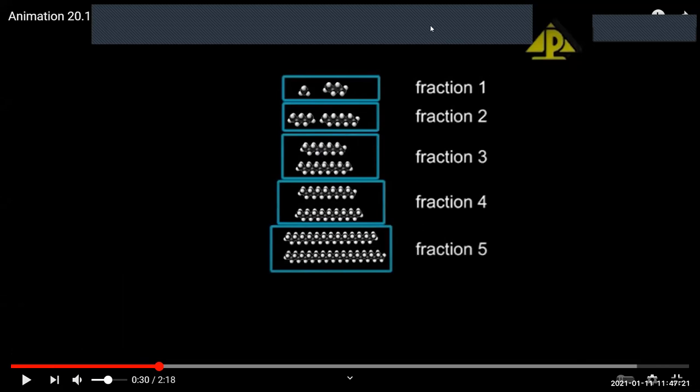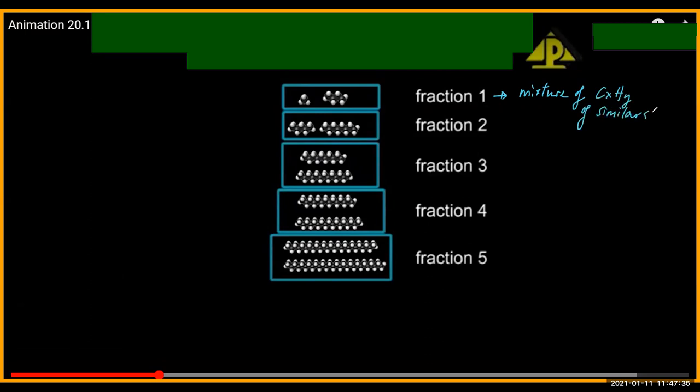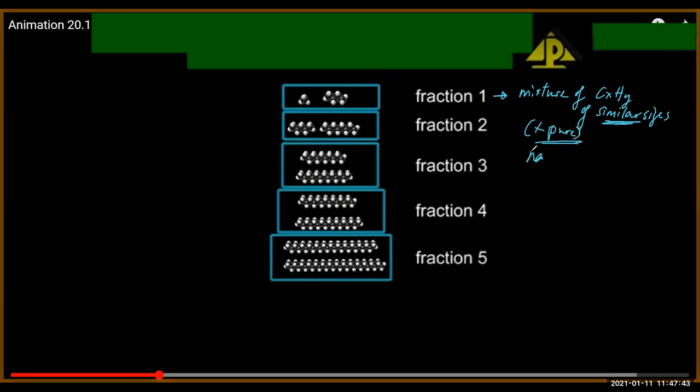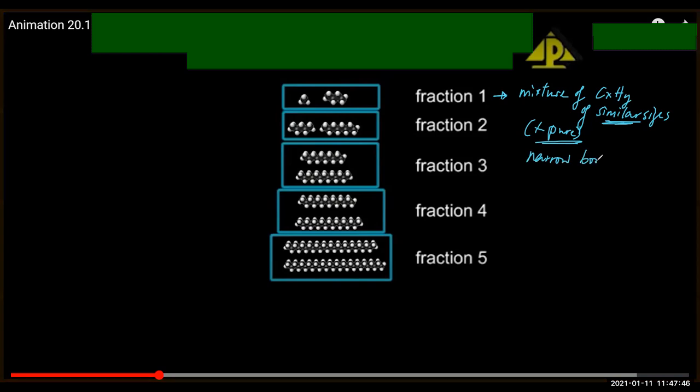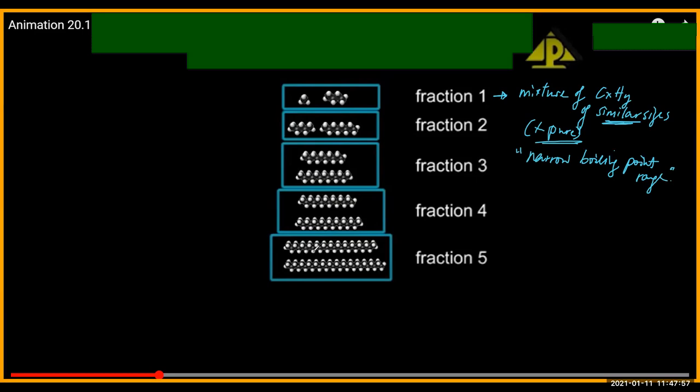Now, so which means that if you want to have a fraction of it, we still have a mixture of CxHy, but this time of similar size. All of you, please mark it down. Similar size, but not pure substance. It is still not pure, so we call that a more narrow boiling point range, okay? When you compare it with crude oil itself. Okay, is that clear? So you copy it down first.